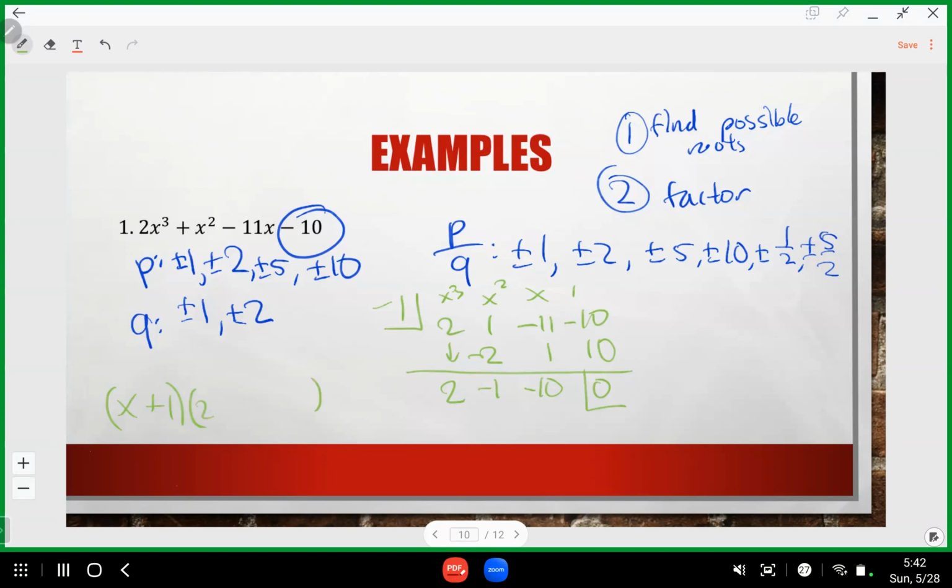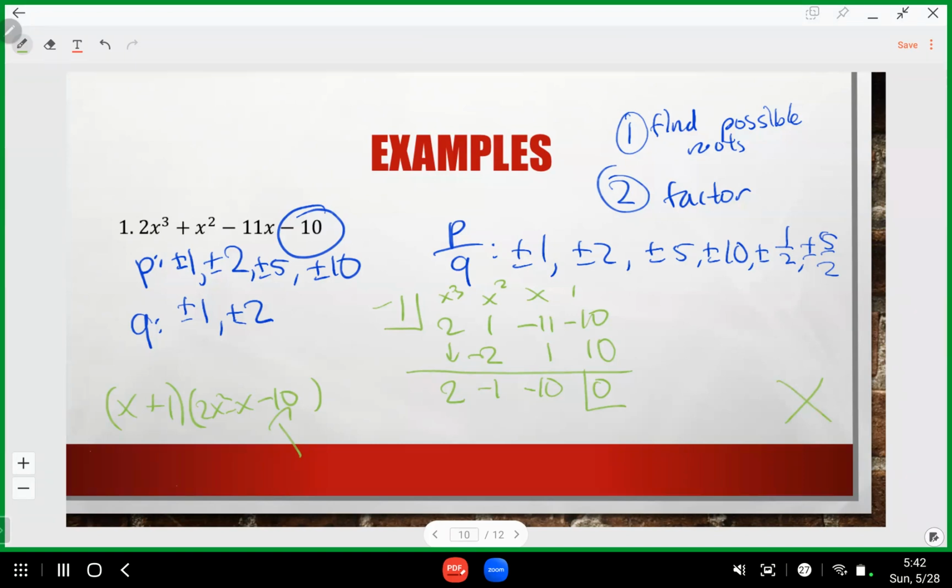2x squared minus x minus 10. Very good. And this is just a quadratic. We know how to factor quadratics. How do you factor this?